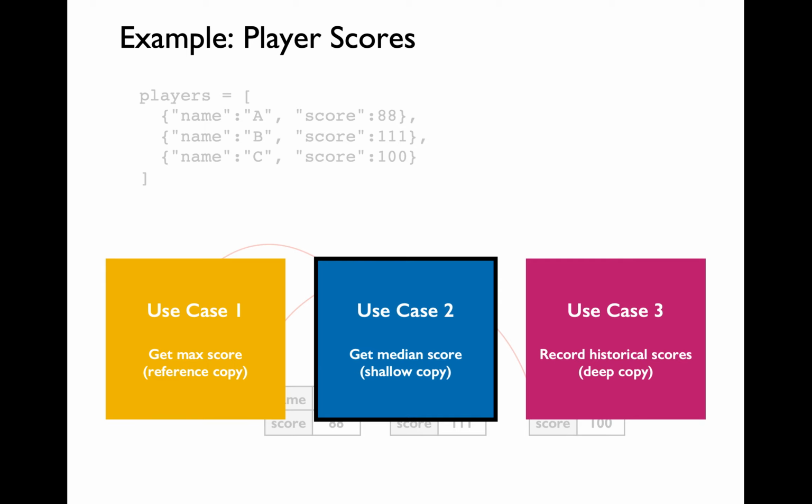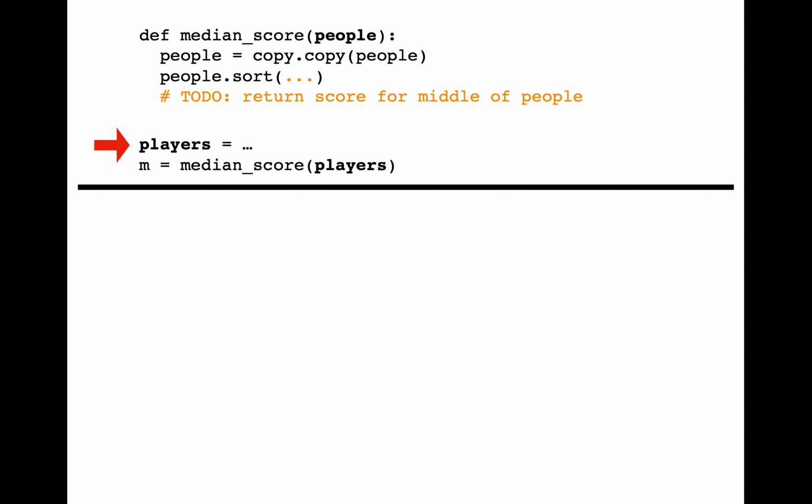We are going to use median score as an example for shallow copy. We are going to assume that we have defined a function median_score, which includes a parameter people. We are going to create a shallow copy by mentioning copy of people, and we are going to store the return value into the same parameter variable people here.